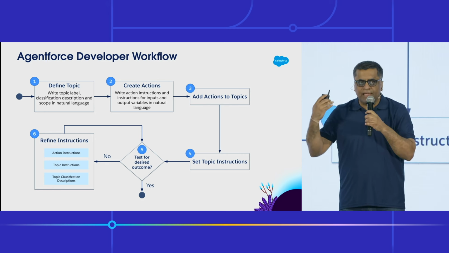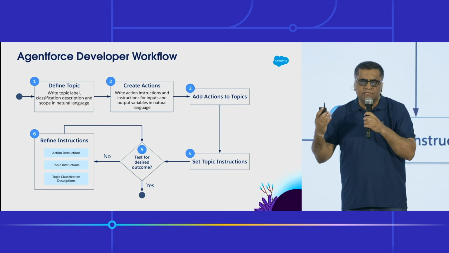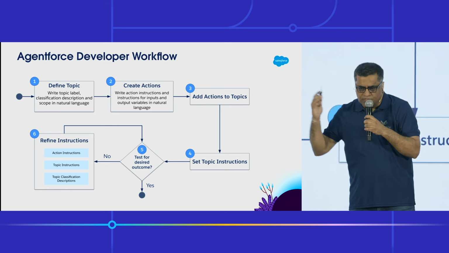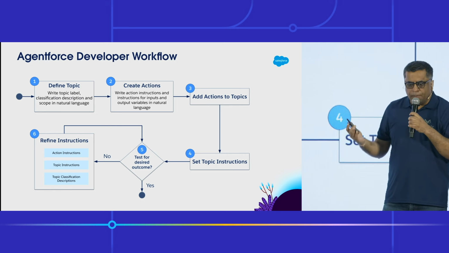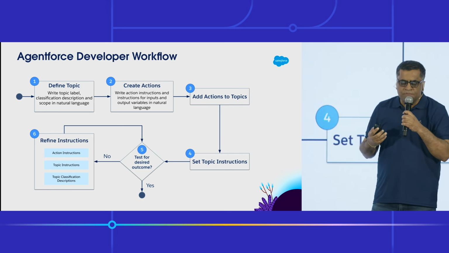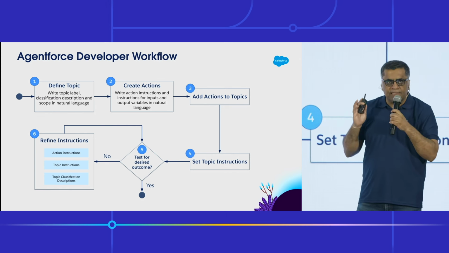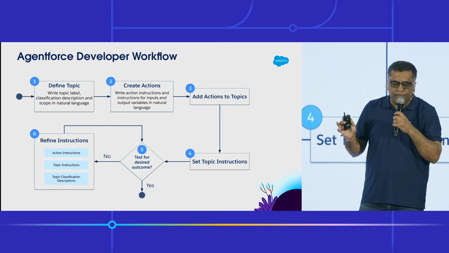For example, if you have 10 topics and then you have 100 actions, you actually tell it, okay, these specific actions I need to associate to a specific topic. You set the topic instructions, you test for desired outcomes. This is where you are also training your agent. If everything works well, that is the happy path. You can go ahead and deploy your agent.